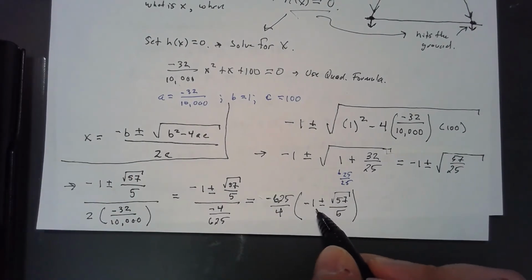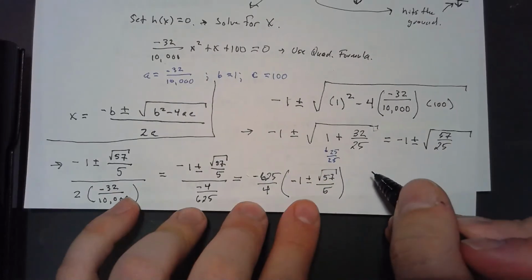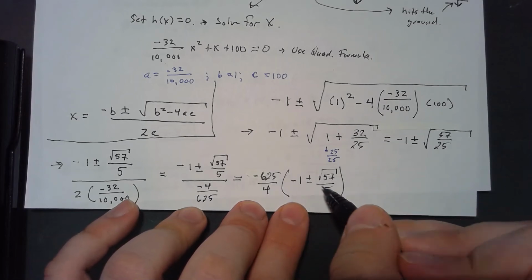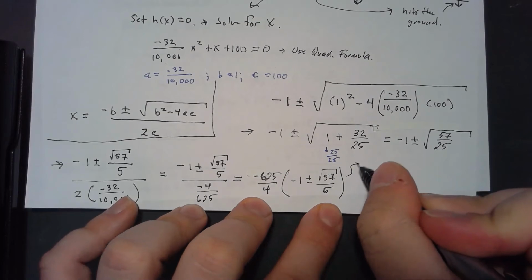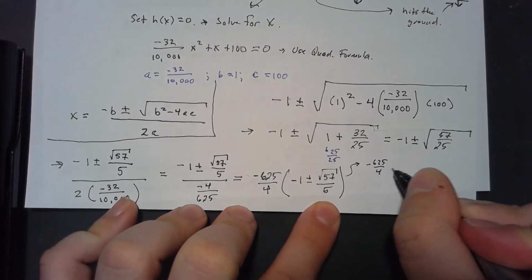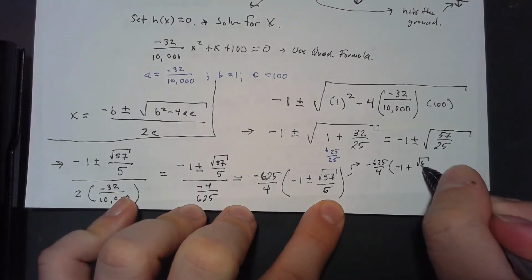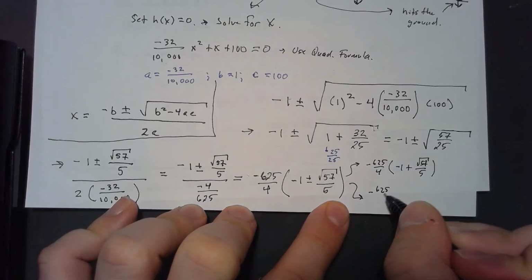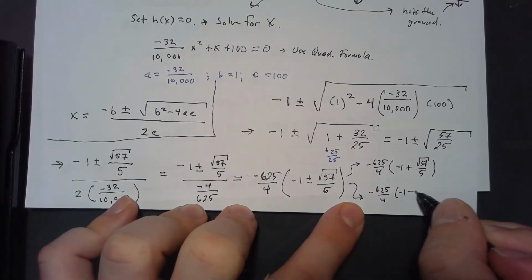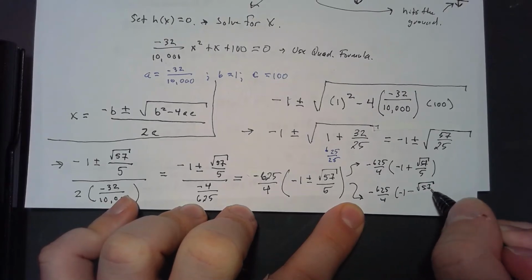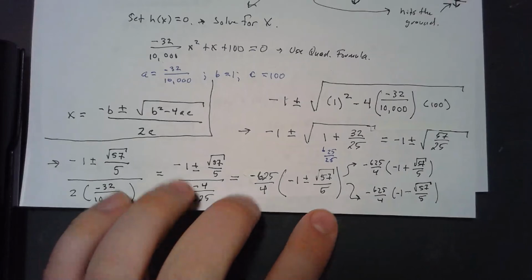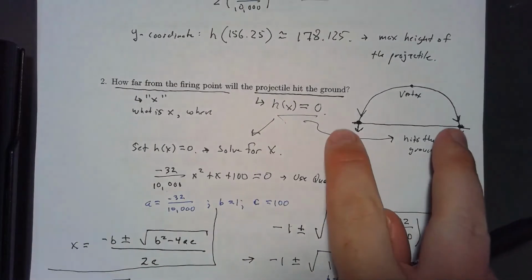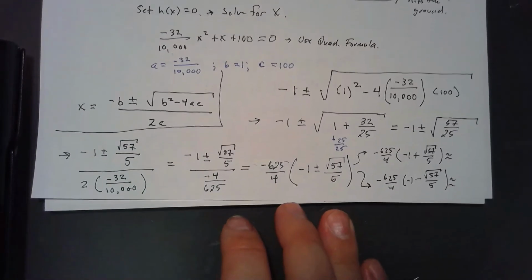So I have two values here, right? I have this number times negative 1 plus the square root of 57 over 5, and this number times negative 1 minus the square root of 57 over 5. So here's where we're going to have to do some approximation. These two values are going to be the two values here.